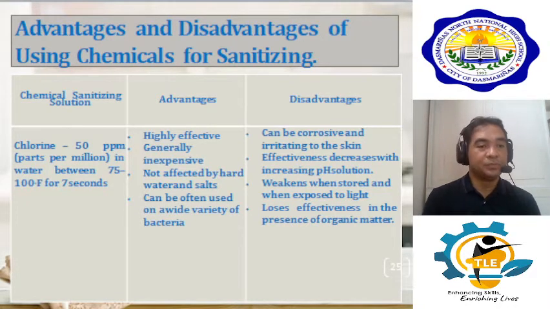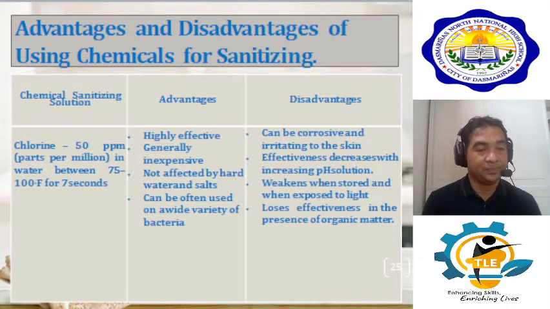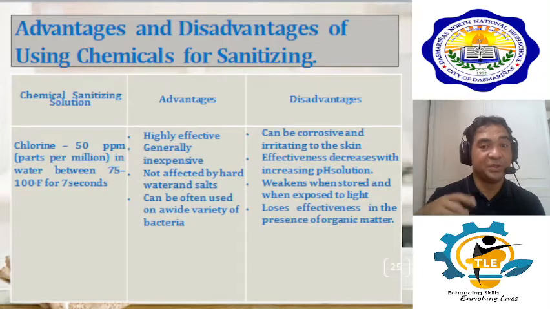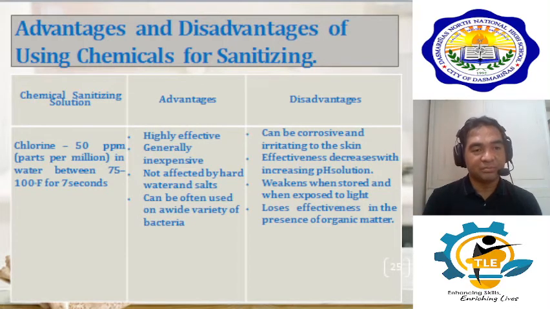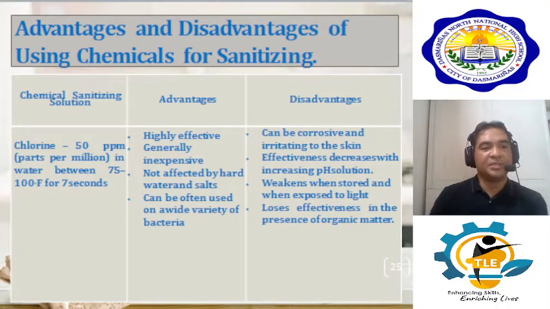Now, if you're going to use chlorine solutions, this is the proper way: 50 parts per million in water between 75 to 100 degrees Fahrenheit for 7 seconds. You're going to use this one for 7 seconds only.